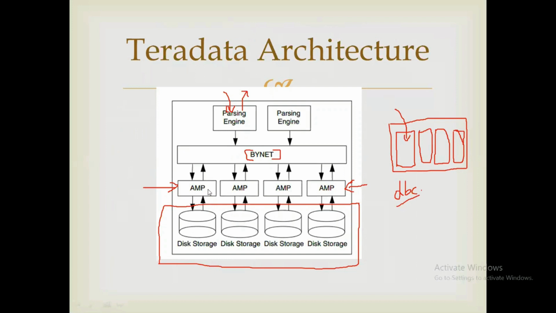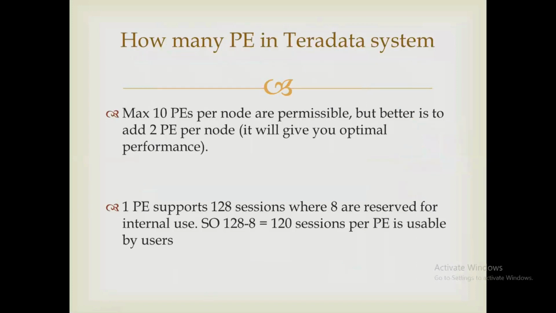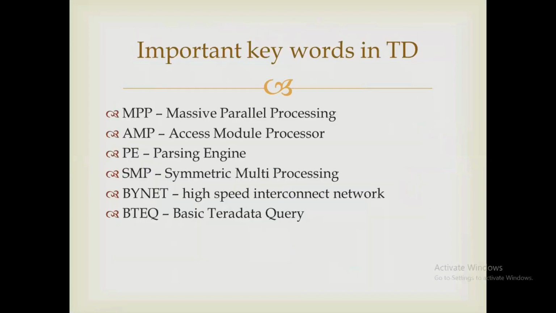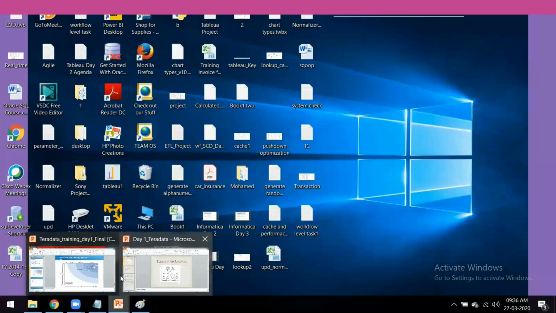One SMP may have multiple AMPs, giving parallel processing. Here for the pictorial representation we have only given 4, but in real time you can check how many AMPs there are. We have one query for that. For the particular database you can go and check how many AMPs there are. I will give you the query to check that. And then BYNET is a banded network. BTEQ is nothing but Teradata Basic Query. So this is the BTEQ script we have. So this is the introduction.